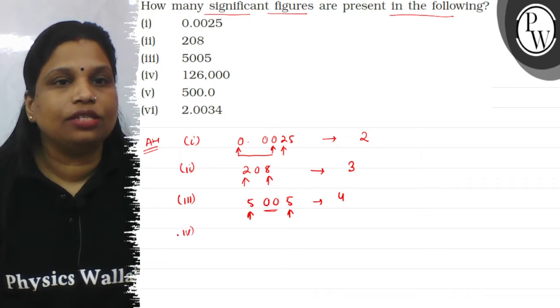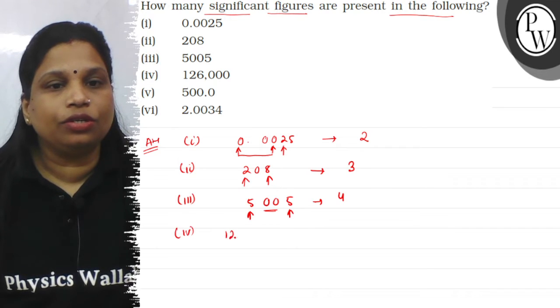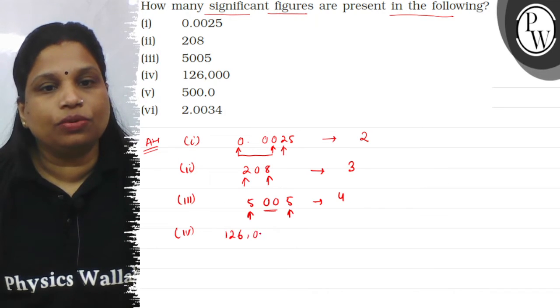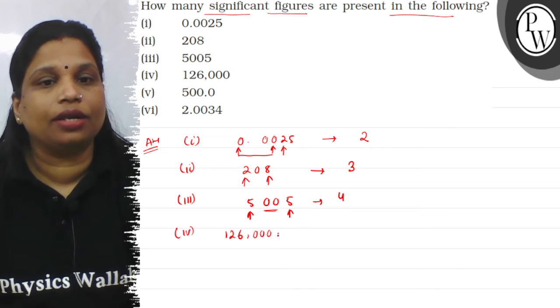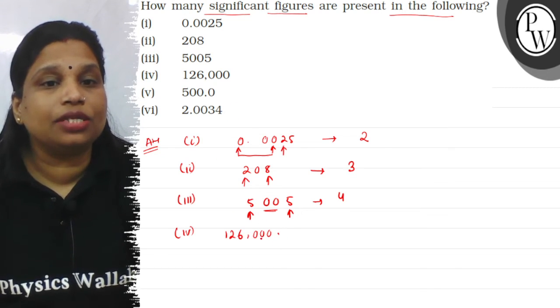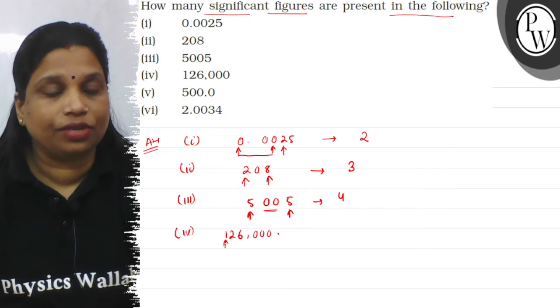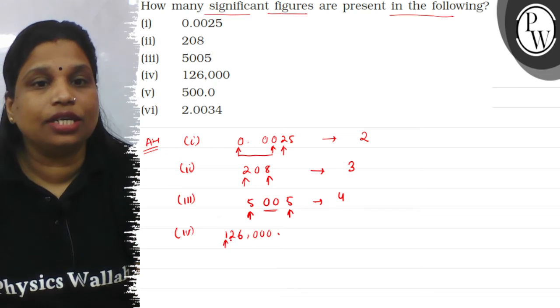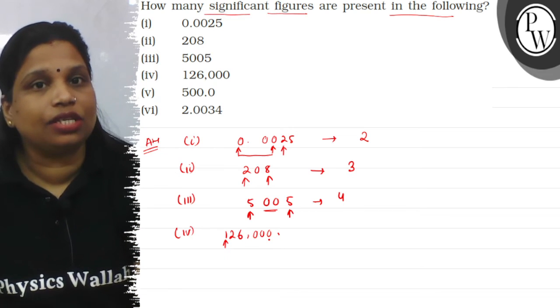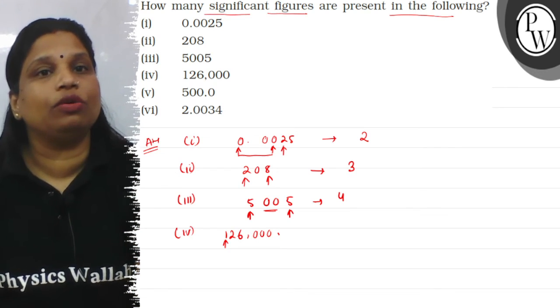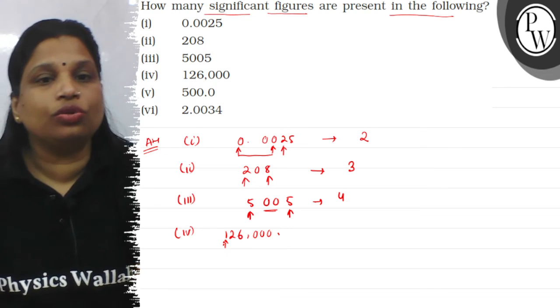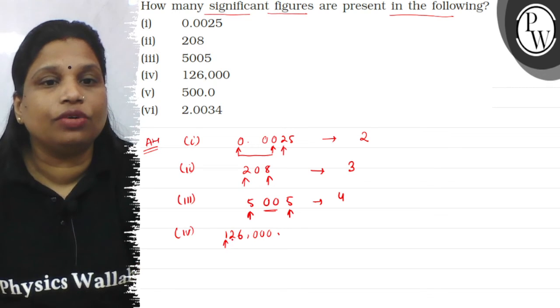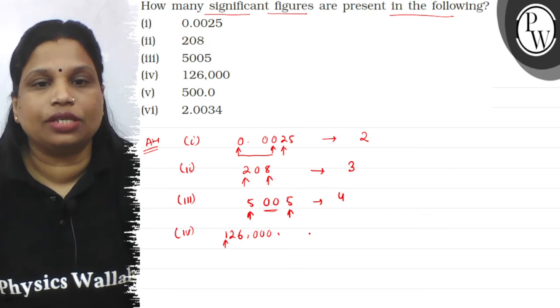In case 4 it is 1, 2, 6, 0, 0, 0. Here, if you look, the decimal will come here. If zeros are present between the first significant figure or first non-zero digit and the decimal, then they have significant value and they will be included in the significant figures also. So here how many significant figures are there? 1, 2, 3, 4, 5, 6.